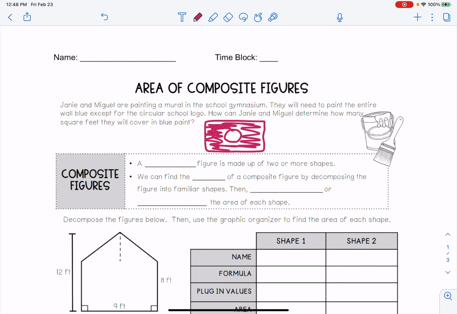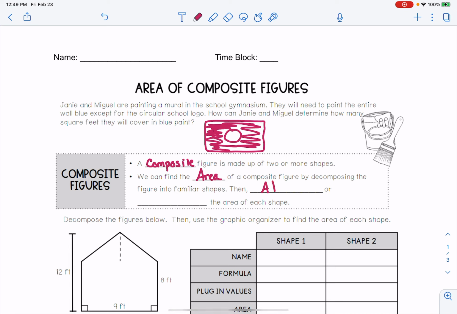A composite figure is made up of two or more shapes. That's our first blank here, composite. Made up of two or more shapes, just like our gym wall. We have two shapes involved. We can find the area of a composite figure by decomposing the figure into familiar shapes. Okay, the word decomposing just means separating or breaking up. So separating our gym wall into a rectangle and a circle.